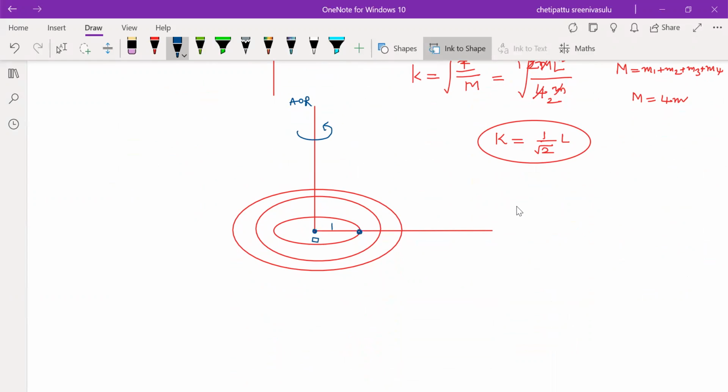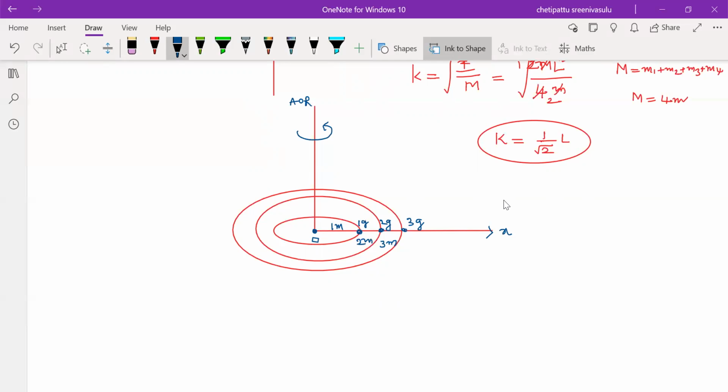At a distance of 1 meter, 1 gram mass is located, M1. Next, at 2 meters from the origin, 2 grams is located, and at 3 meters from the origin, 3 grams is located, along the x-axis. Then what is the moment of inertia? For the first mass 1 meter distance, for the second mass 2 meter distance, for the 3 gram mass 3 meters from the origin. So how to calculate the moment of inertia?